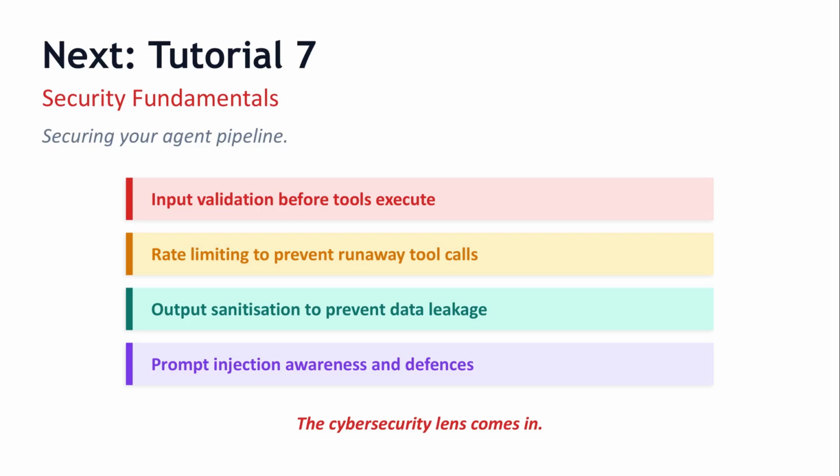We've been building increasingly powerful agents, tools, memory, multi-agent collaboration, custom APIs, but we haven't asked the critical question: what could go wrong? In the next tutorial, we add security to the pipeline, input validation before tools execute, rate limiting to prevent runaway tool calls, output sanitization to prevent data leakage, and prompt injection awareness.